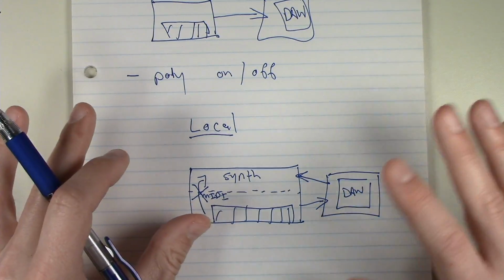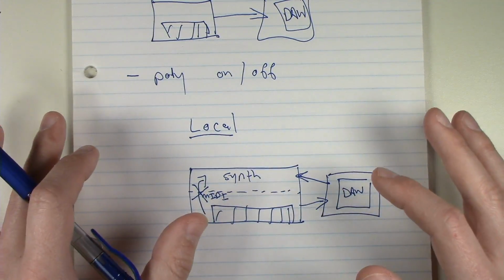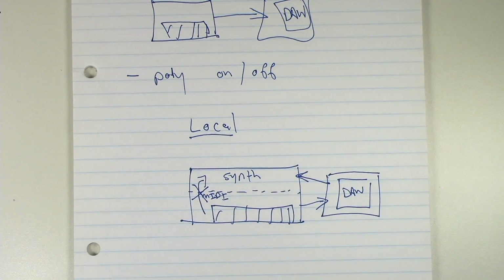So those are the high-level concepts of the messages, channels, Omni, Poly and local and so on.